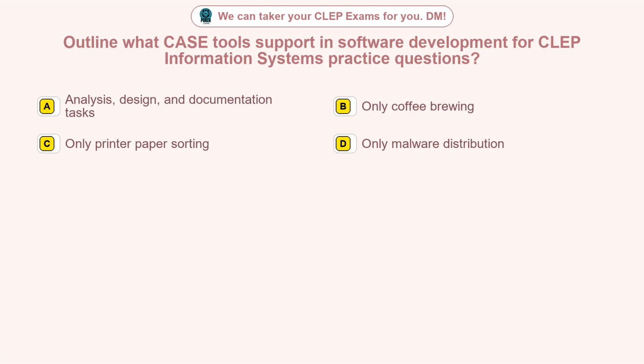Question 72. Outline what case tools support in software development for CLEP Information Systems practice questions. Option A. Analysis, design, and documentation tasks. Option B. Only coffee brewing. Option C. Only printer paper sorting. Option D. Only malware distribution. The correct answer is option A.